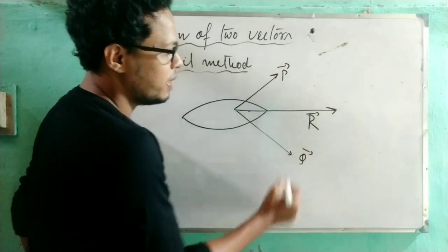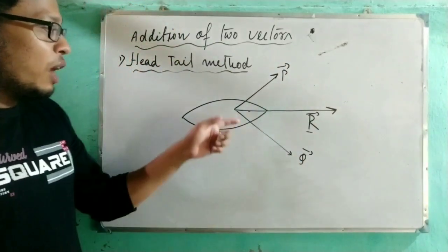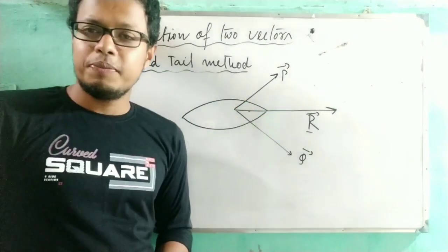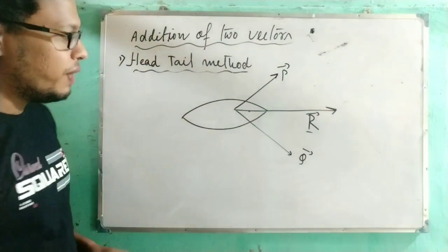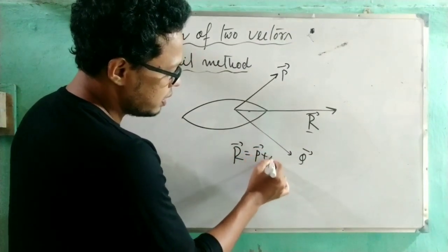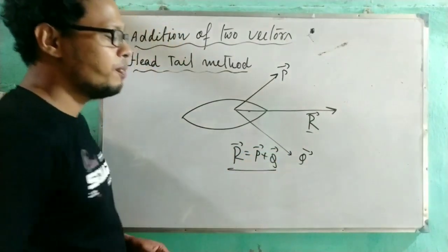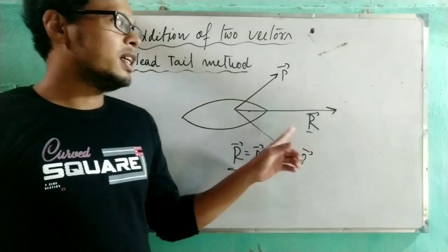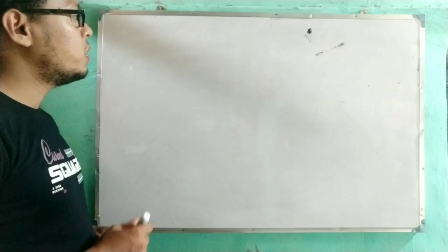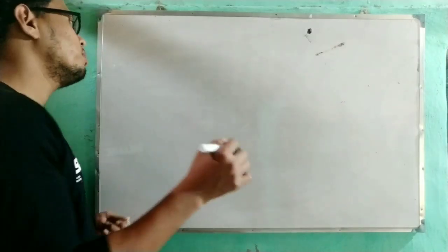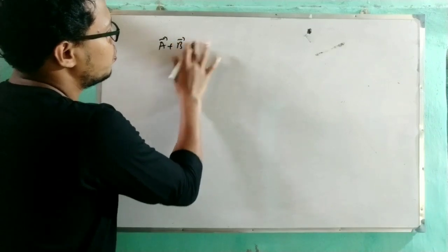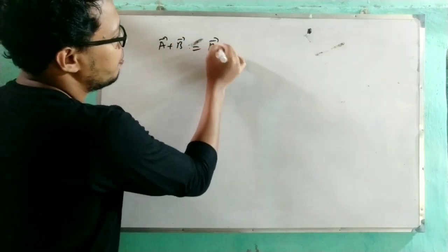This is a vector, this is a vector. The vector along which the boat is moving is called the resultant vector. Here we can write R vector equals P vector plus Q vector. This R is giving the resultant of these two vectors. In addition, it follows the commutative law. What is the commutative law? It means a plus b equals b plus a.